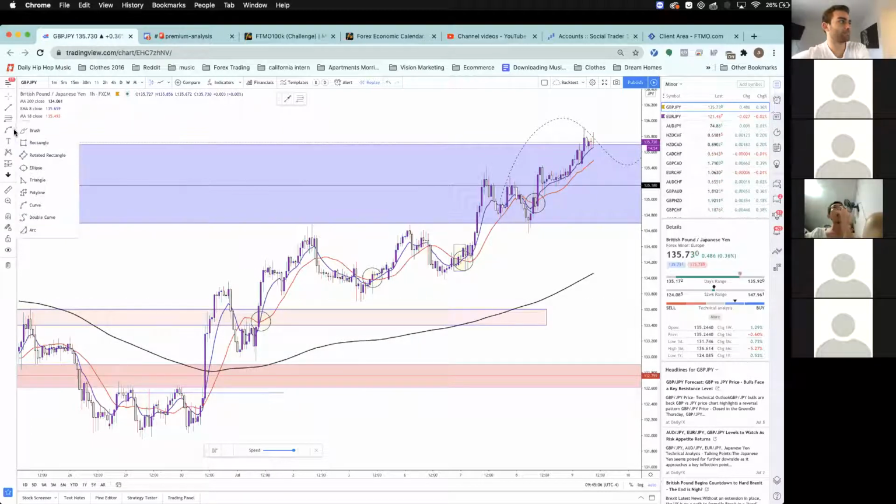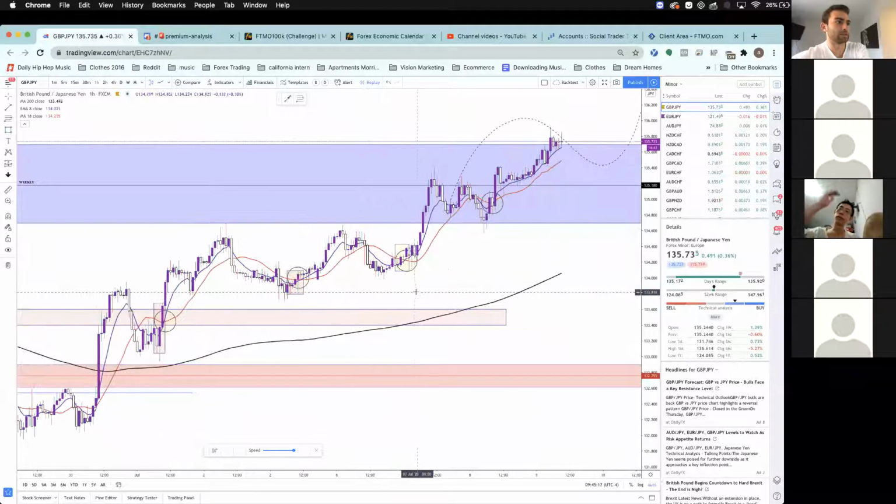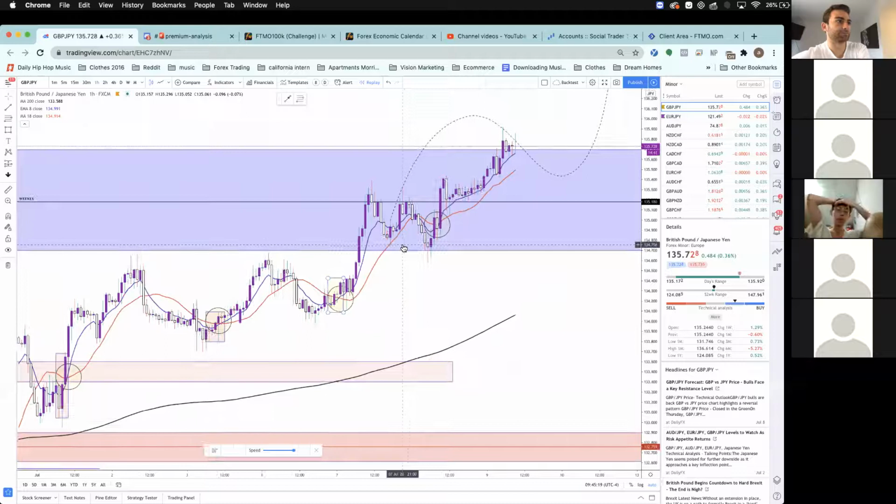Right here, entry. Boom, pulled back, moving average cross, entry. Right there. Same thing right there, entry right there.